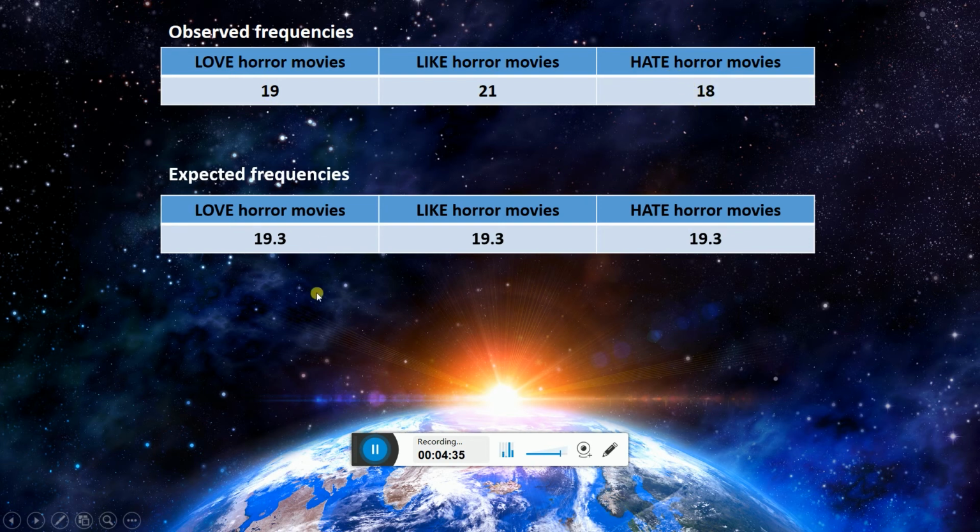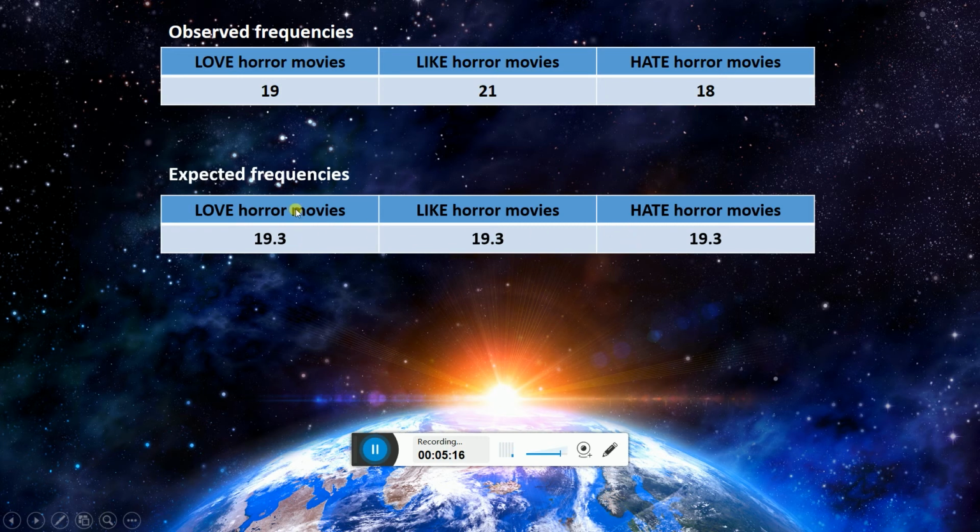So if we have 58 students that we surveyed, and they are in fact equally distributed across the 3 categories, then we would take 58 and divide by 3, and then we would get 19.3 people in this category, 19.3 people in this category, and 19.3 people in this last category. So these are the frequencies that we would expect to see if indeed they are equally represented, so equal frequencies across the categories.